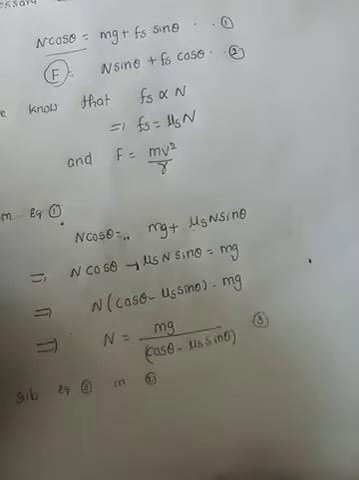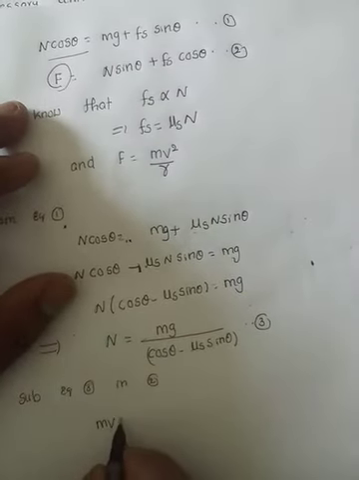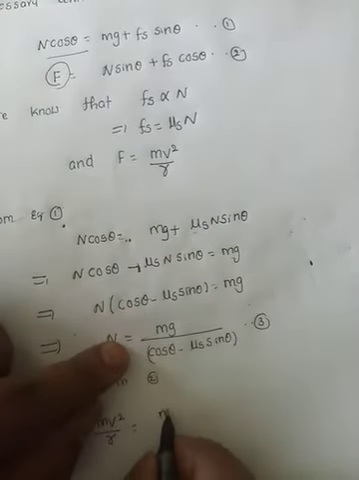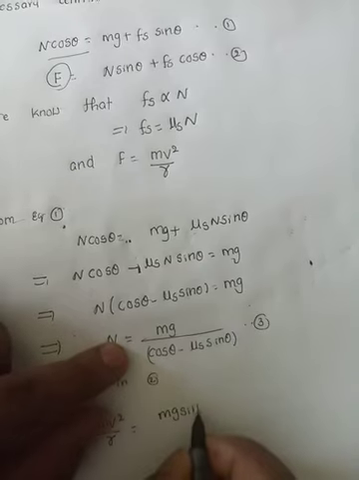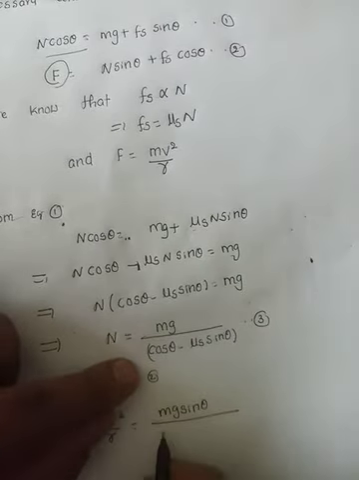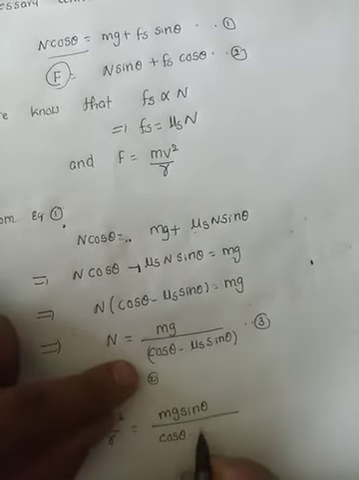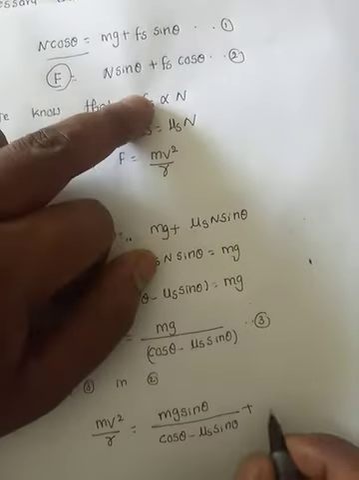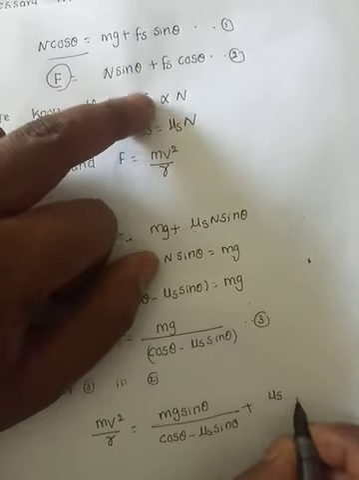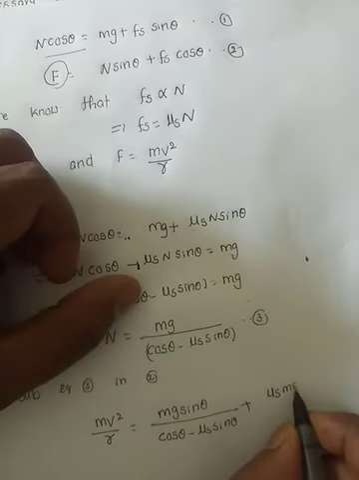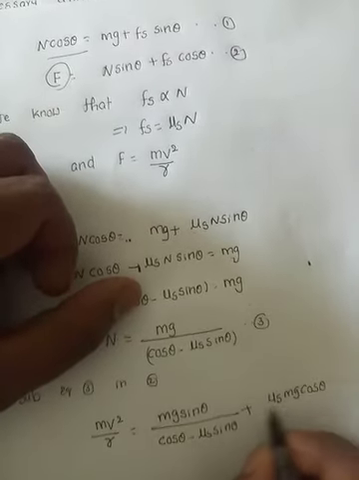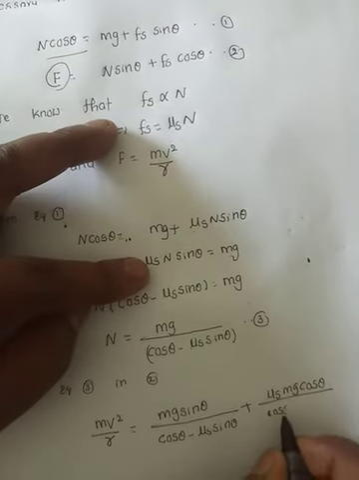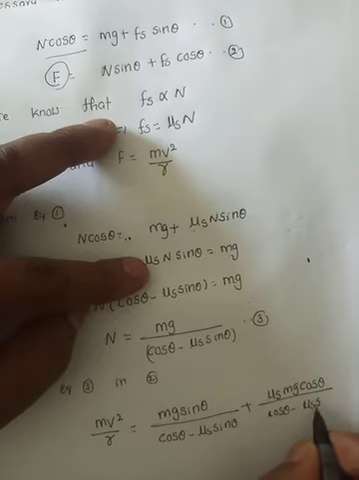What do you get? What is F? mv square by r is equal to N. What is N? mg sin theta by cos theta minus mu s sin theta, plus what is Fs first? Mu s N. What is N? mg cos theta by, then same, cos theta minus mu s sin theta.